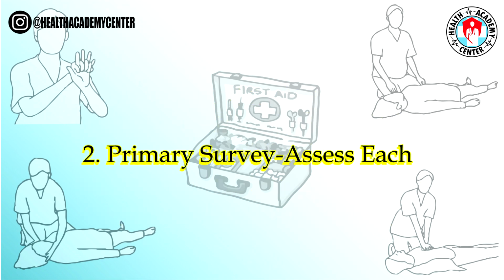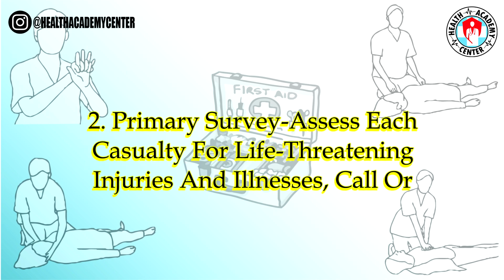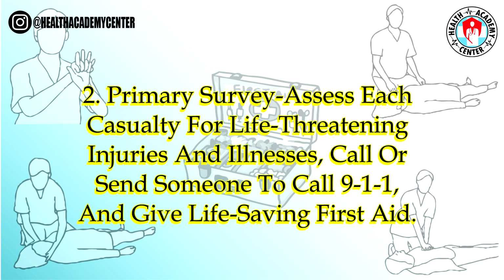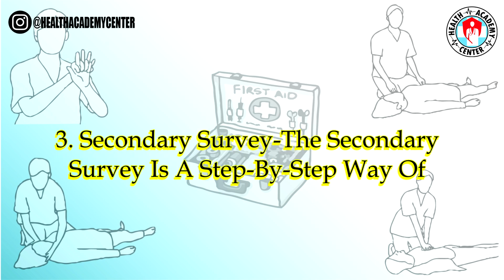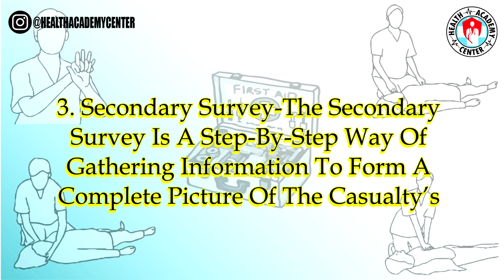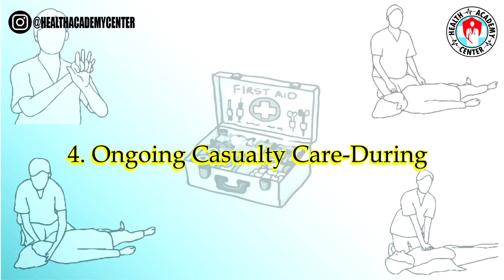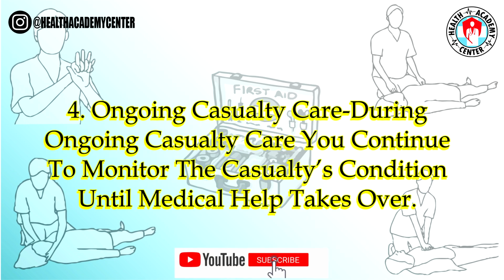2. Primary survey. Assess each casualty for life-threatening injuries and illnesses. Call or send someone to call 911 and give life-saving first aid. 3. Secondary survey. The secondary survey is a step-by-step way of gathering information to form a complete picture of the casualty's overall condition. 4. Ongoing casualty care. During ongoing casualty care you continue to monitor the casualty's condition until medical help takes over.